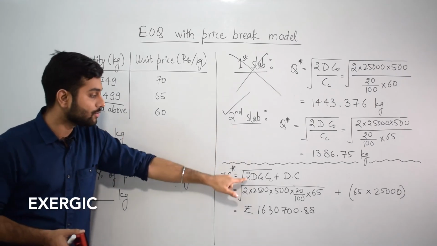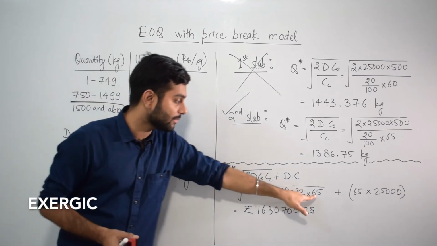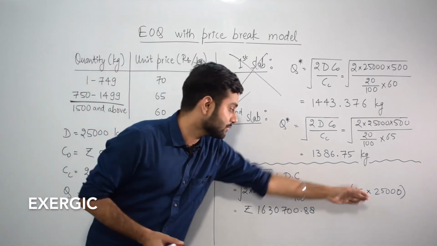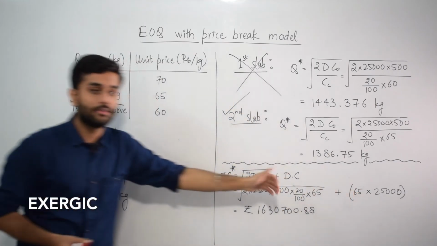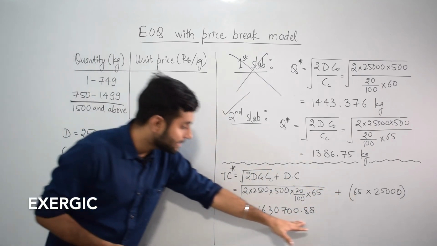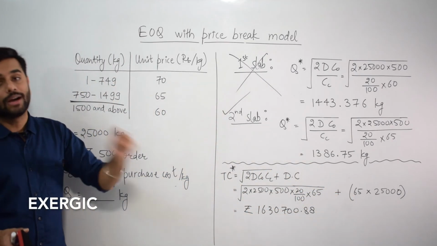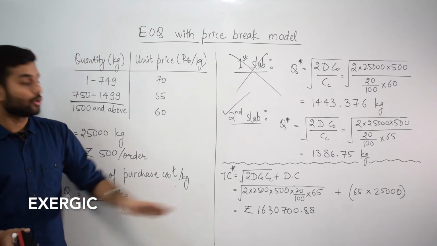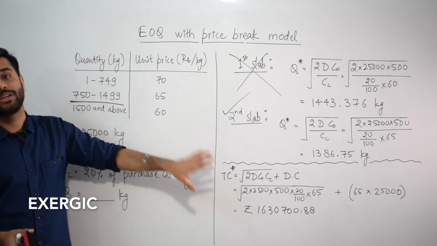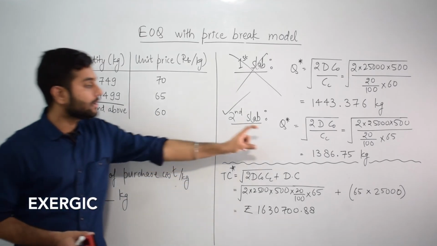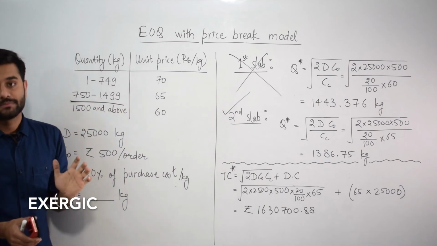If you put the values of D, CO, CC is again 25% of 65. For annual demand of 25,000, it's costing you 65. You put all the values, you solve it, you will get this much amount you have to spend per year. It's the annual cost, total annual cost. TC is showing total annual cost if you order by the EOQ of the second slab.